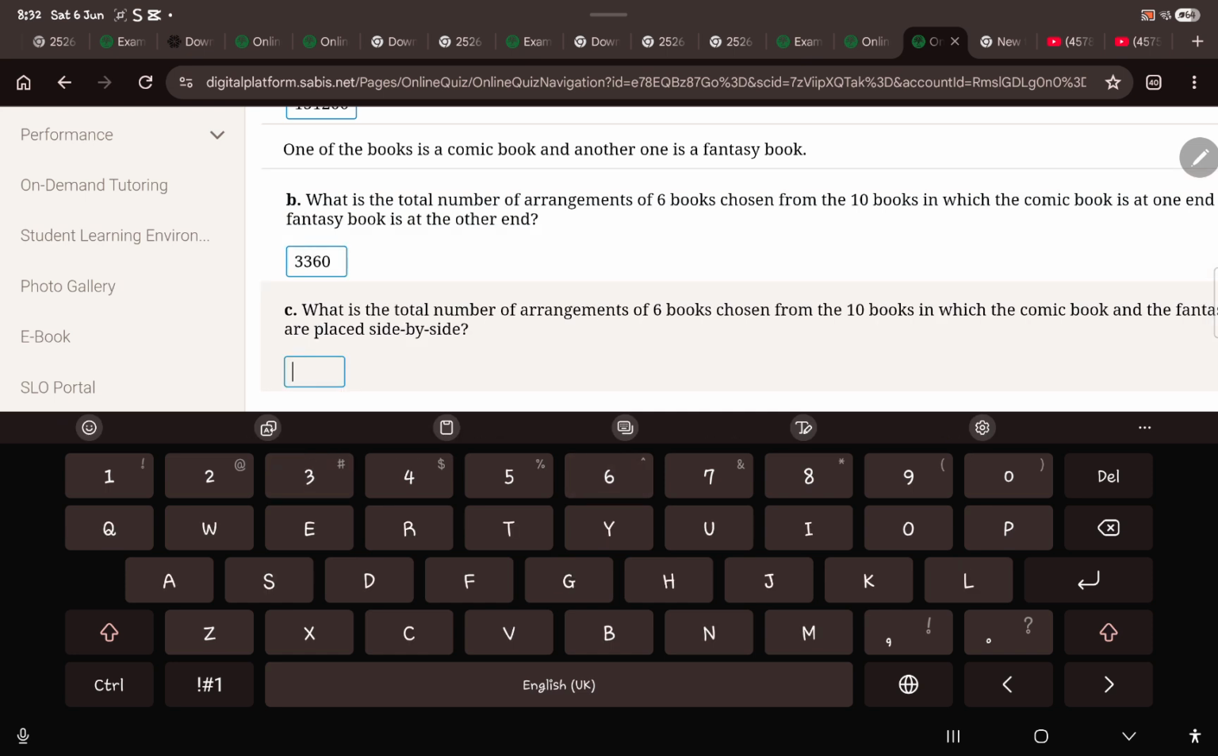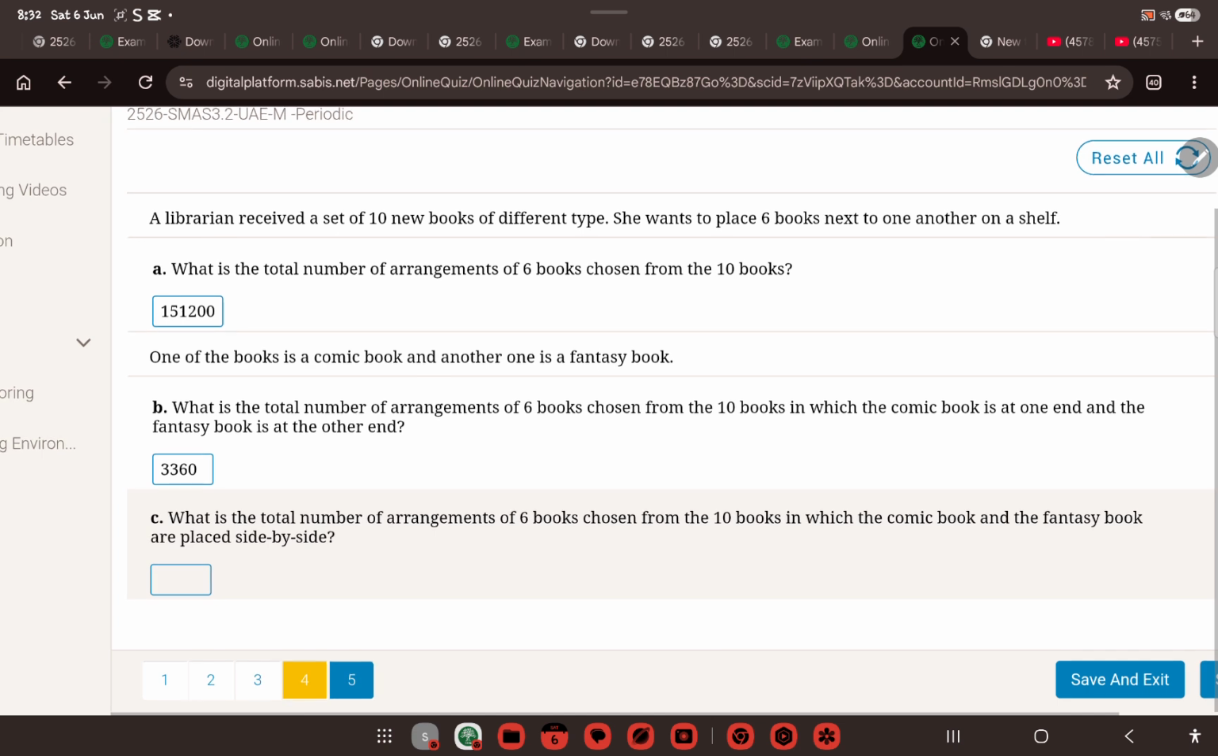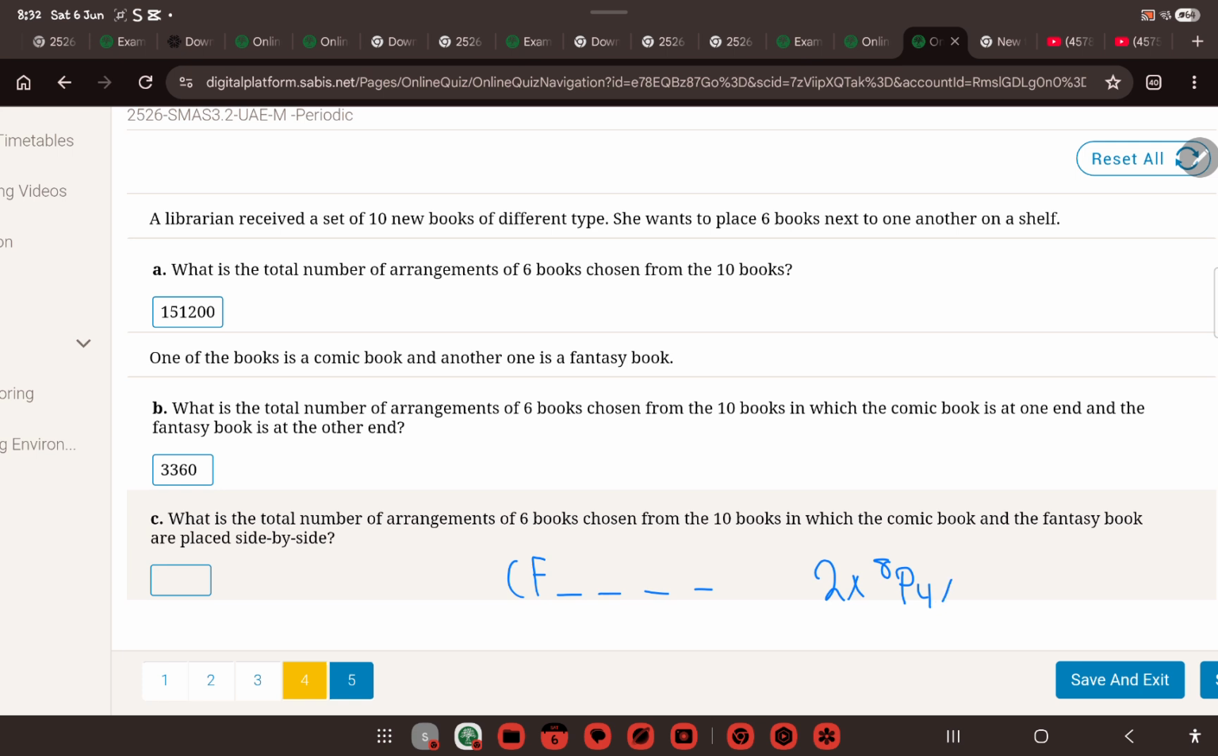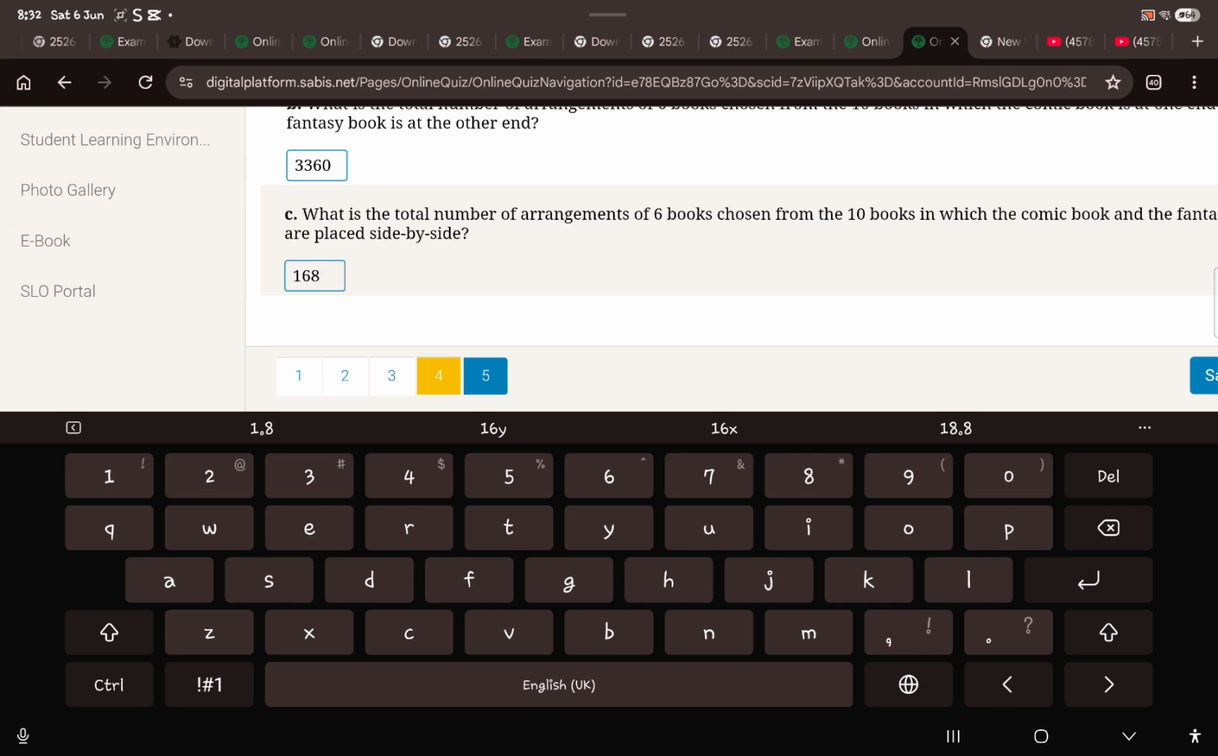What is the total number of arrangements of 6 books chosen from 10 books in which the comic book and fantasy book are placed side by side? So comic book, fantasy book, 3, 4, 5, 6. We do 2 times since they can be flipped. Also, since these 2 are fixed, it becomes 8 permutation 4 times the different positions. So 1, 2, 3, 4. I can see 4 circles and I add 1 to it, so times 5. So 2 times 8 permutation 4 times 5. You should get 16800.